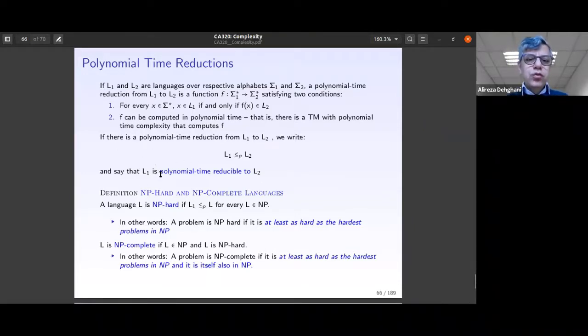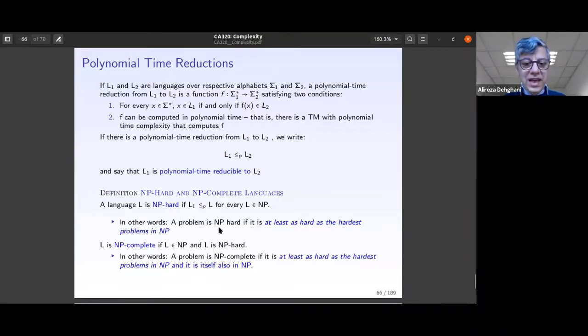So if we can find another language which is similar to the first language and it is easier, we say L1 is polynomial time reducible to L2. Okay, so in the NP set, we have NP-hard and NP-complete languages. A language L is NP-hard if L1 is less than or equal to L2 for every L1 belonging to NP.